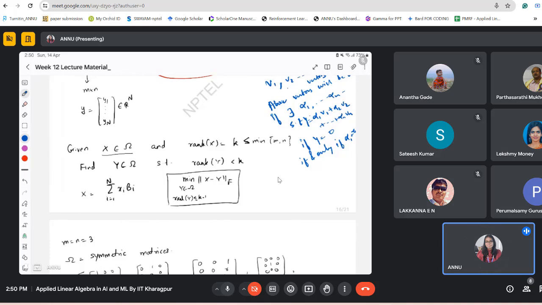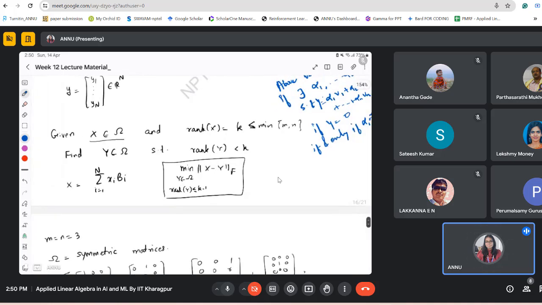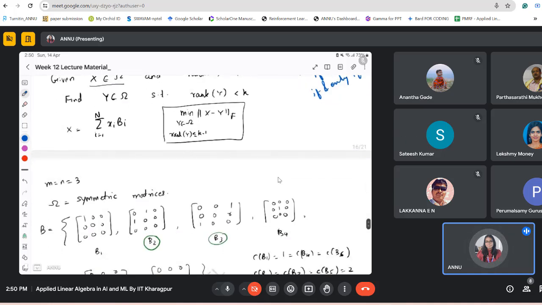In order to do this, we have to formulate it like this. I'll not get into the actual closed form equation, it is not written here, but how it is formulated, please try to remember this. So this is the formulation.